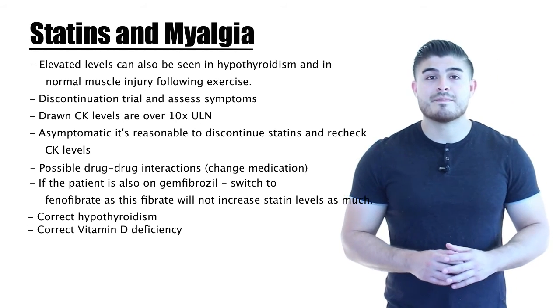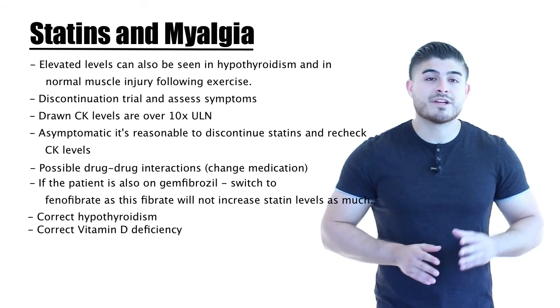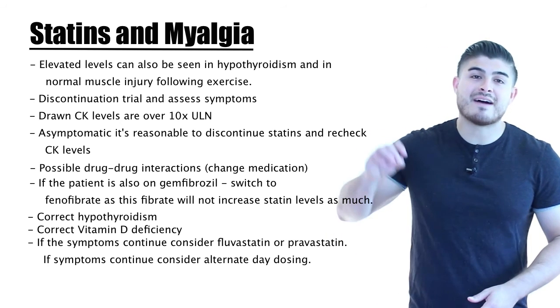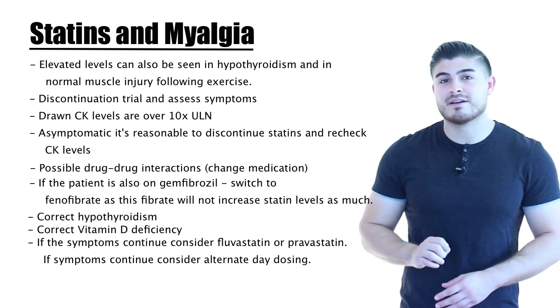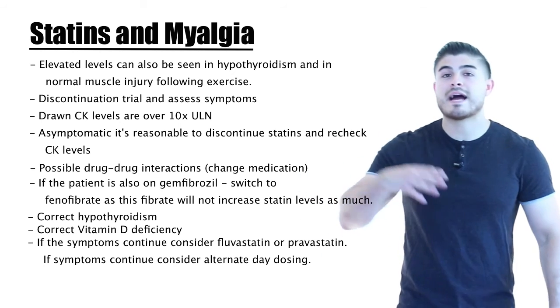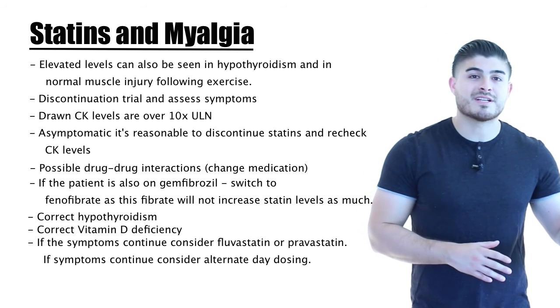Patients with vitamin D deficiency are going to be more at risk of developing muscular injury, so replace with vitamin D. And finally, if all of this has been done, there's still nothing, we can try changing the medication to pravastatin and fluvastatin because, like we said, these have the less likelihood of developing muscular injury. Let's say we've done all this and the patient still has muscular pain. Well, at that point, then we can try doing alternate day dosing.